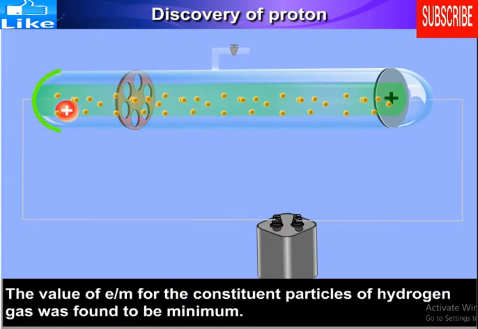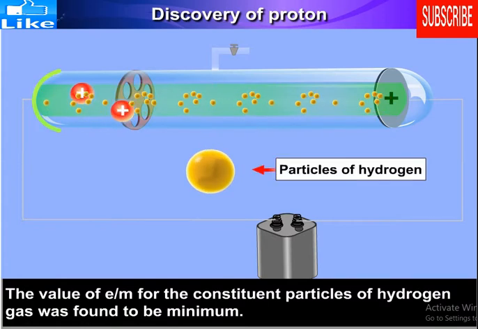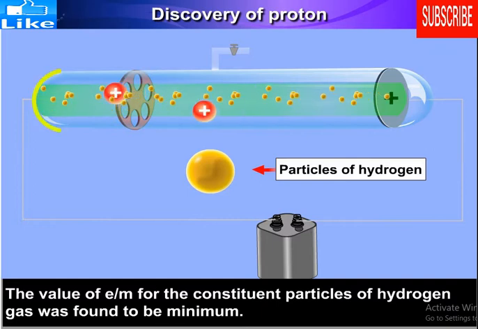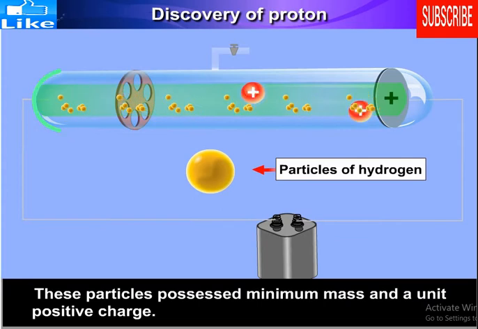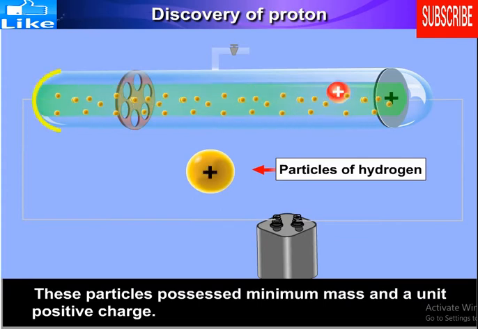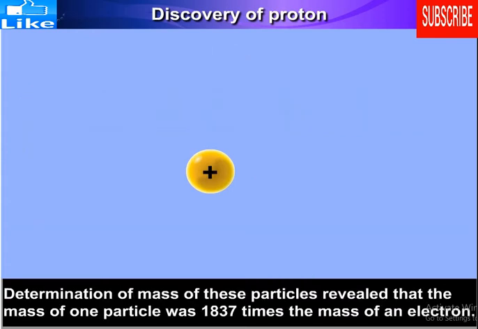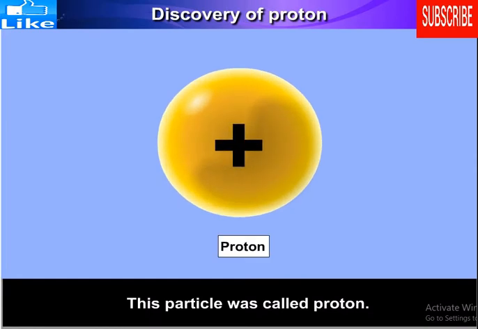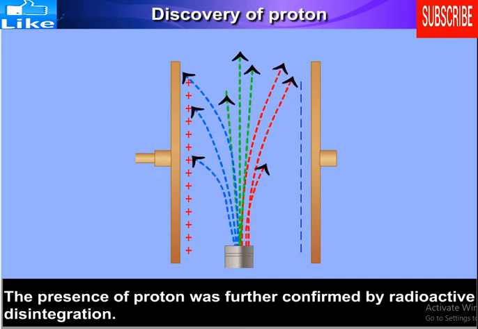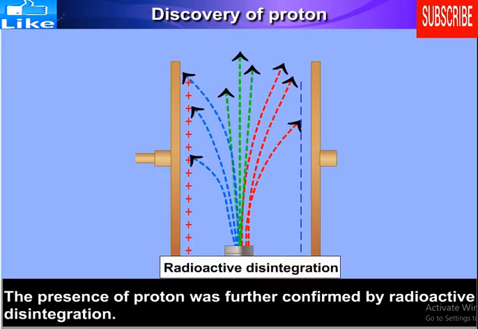The value of e/m for the constituent particles of hydrogen gas was found to be minimum. These particles possessed minimum mass and a unit positive charge. Determination of mass of these particles revealed that the mass of one particle was 1,837 times the mass of an electron. This particle was called proton. The presence of proton was further confirmed by radioactive disintegration.